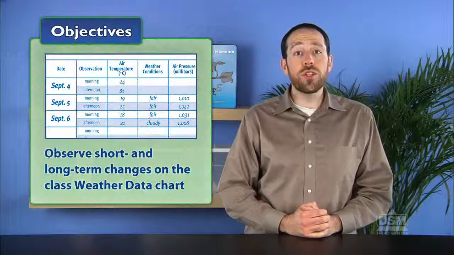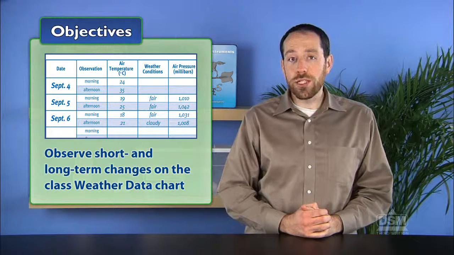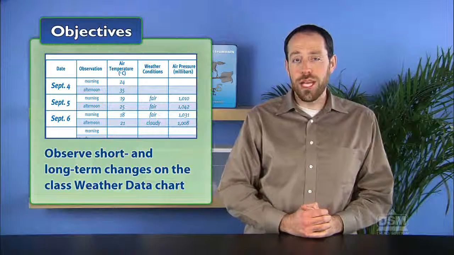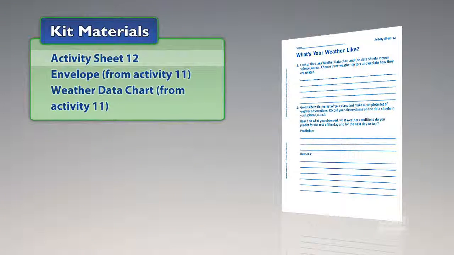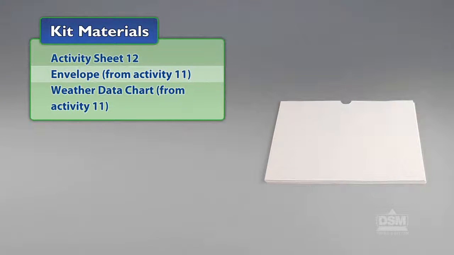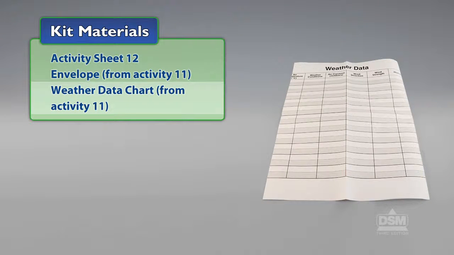In Activity 12, What's Your Weather Like?, students bring together all they have learned in the module. Students first observe short and long-term weather changes on the class weather data chart and then discover relationships among the various weather factors. You will need the following materials from the kit: Activity Sheet 12, envelope from Activity 11, and the weather data chart from Activity 11.